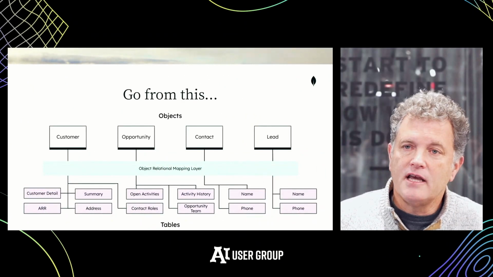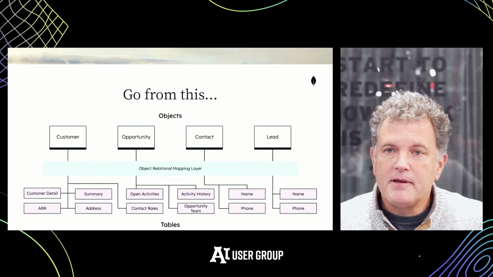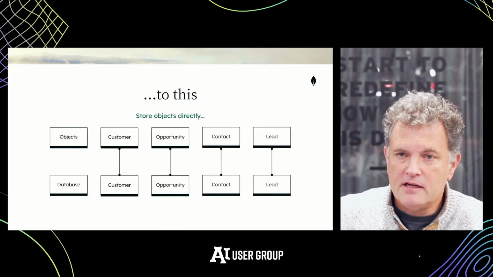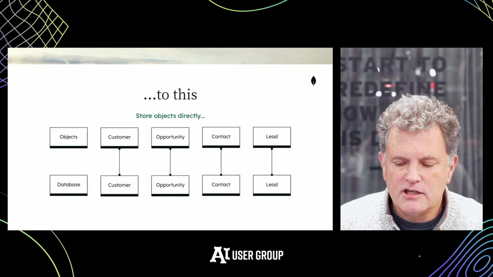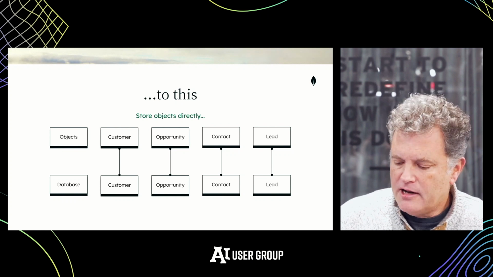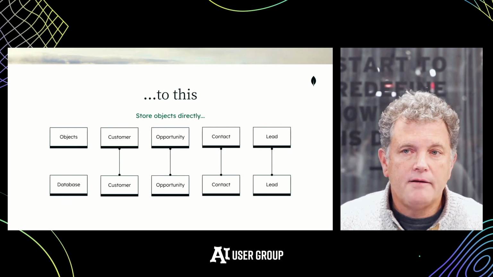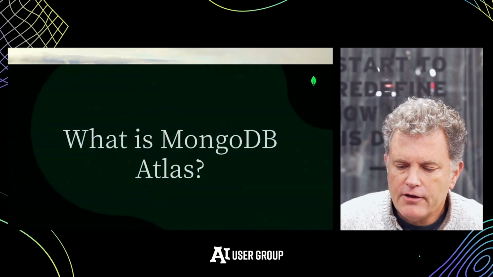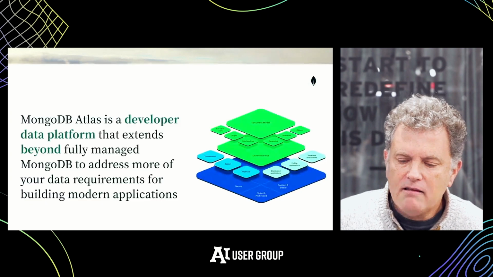Instead of using objects and mapping them to lots of different tables, you simply take your objects and you store them in documents. So it's a very one-to-one relationship, much easier to get started and more intuitive for a developer using JSON. Okay, so what is MongoDB Atlas?